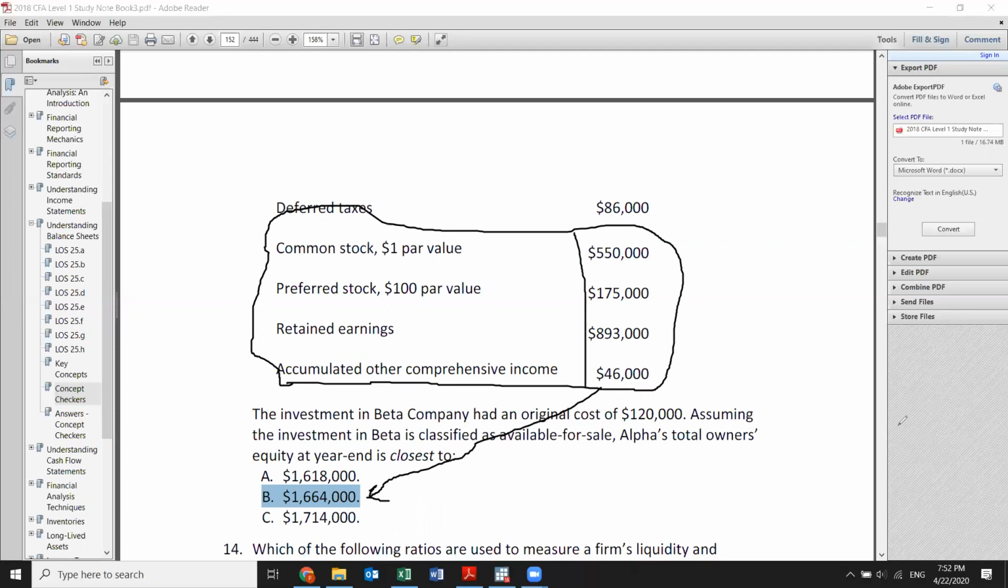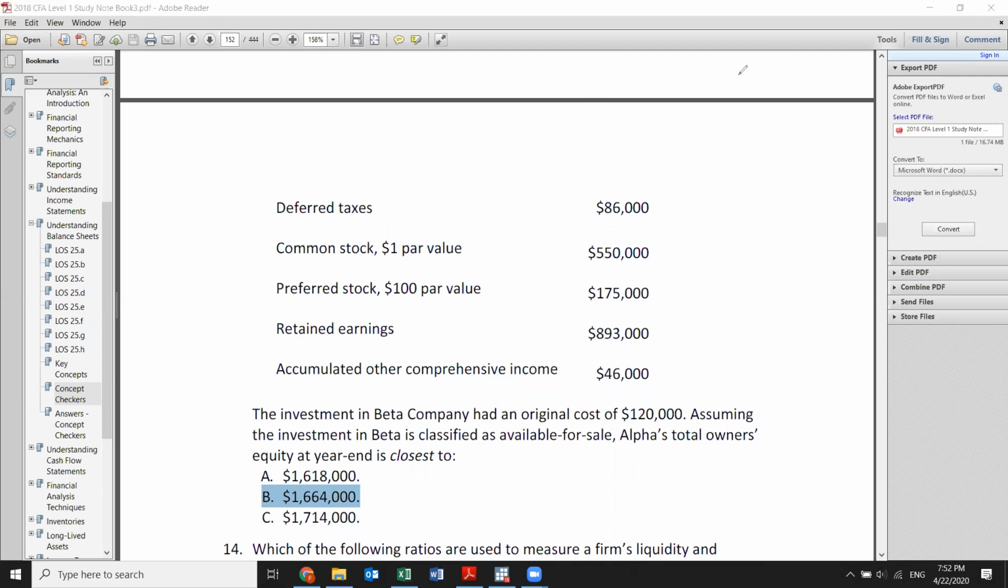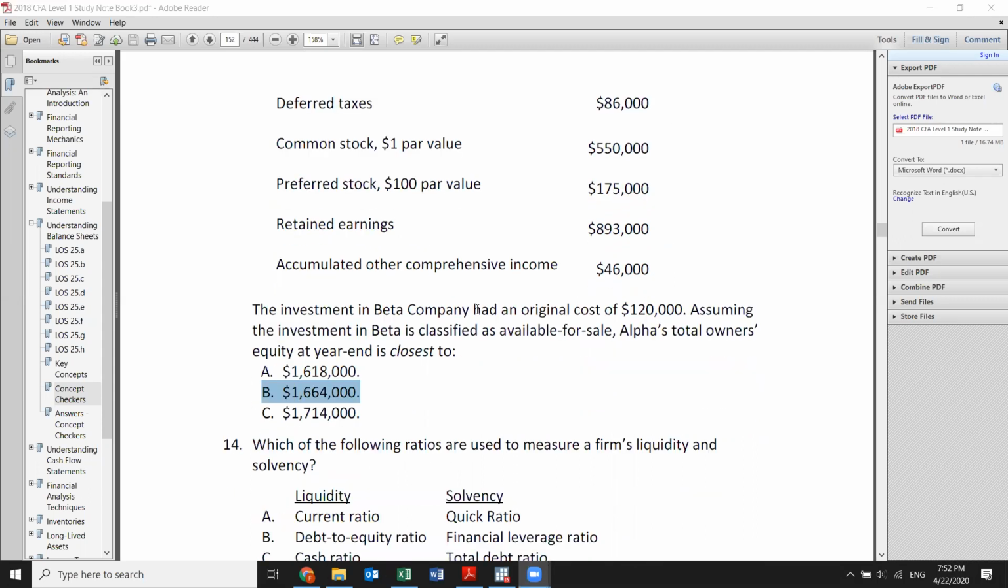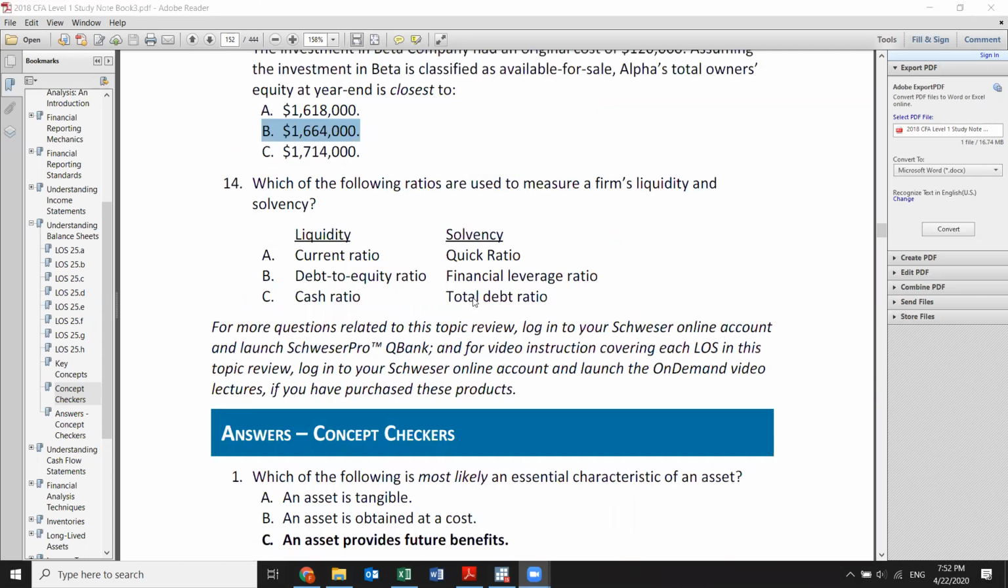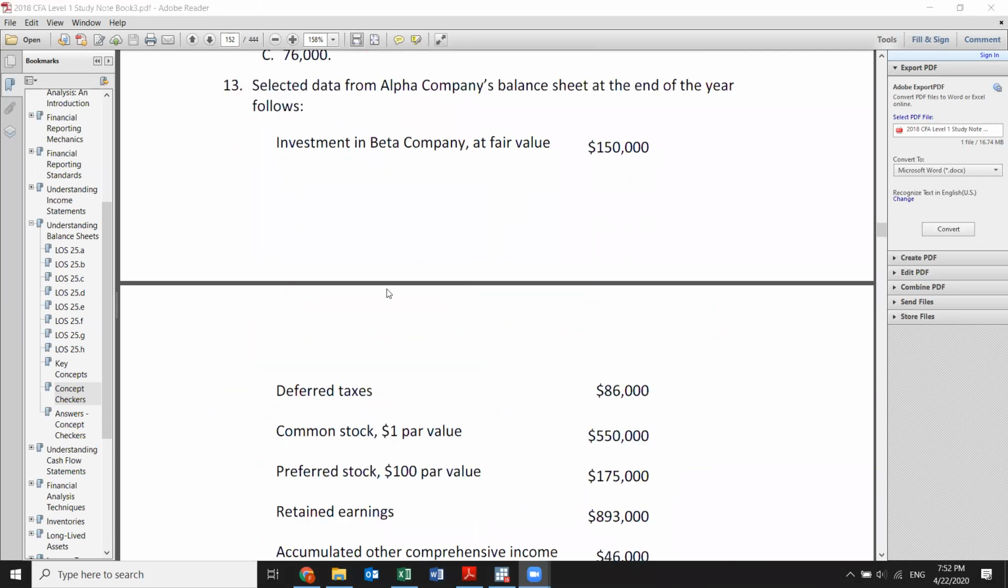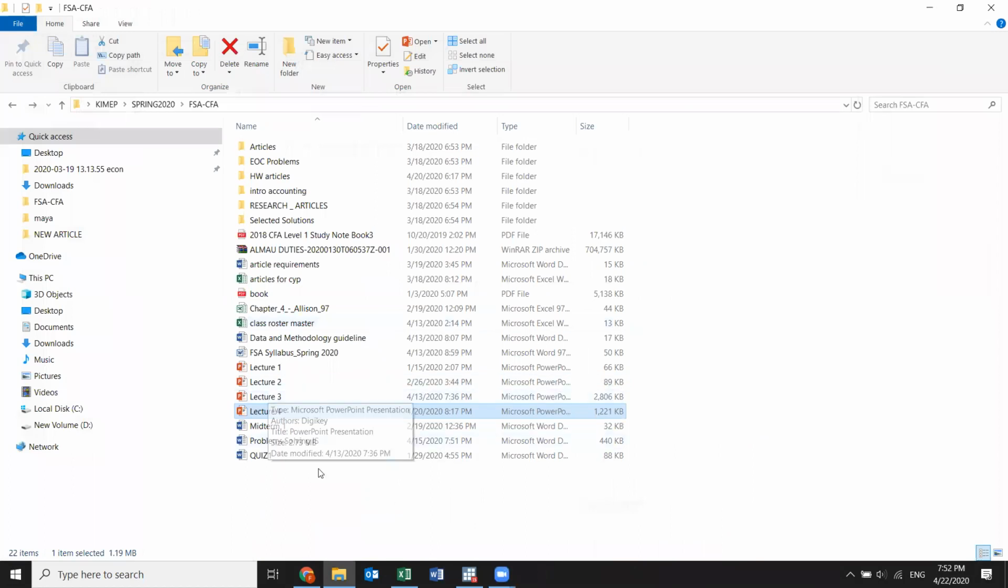Okay. Any questions, guys? It seems you don't have any questions. It's good. So we are done with the lecture related to the balance sheet, and we know some from the income statement.